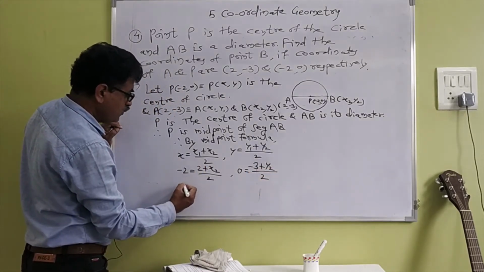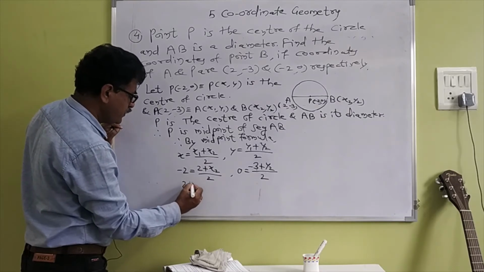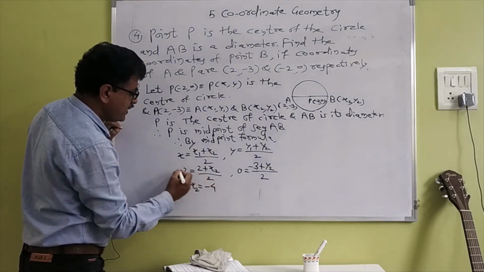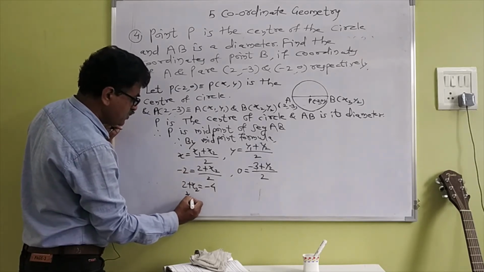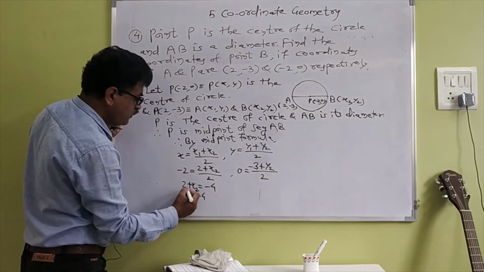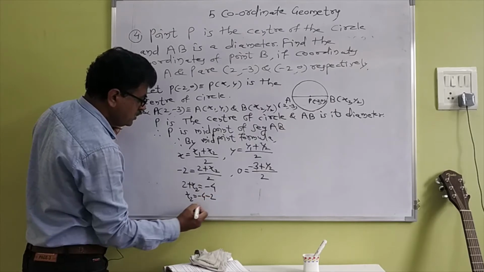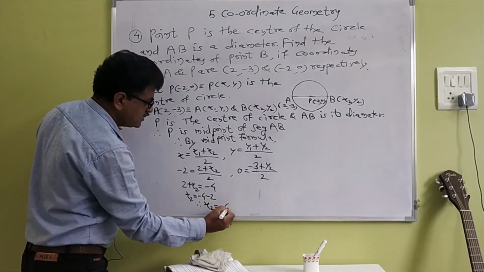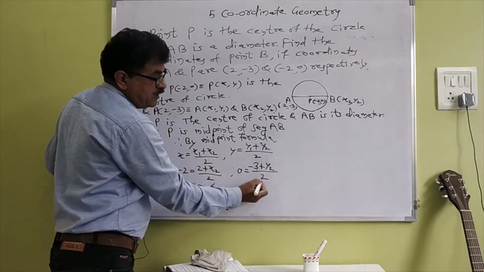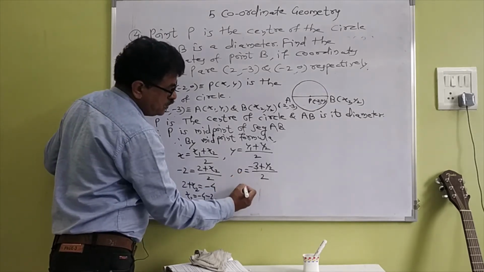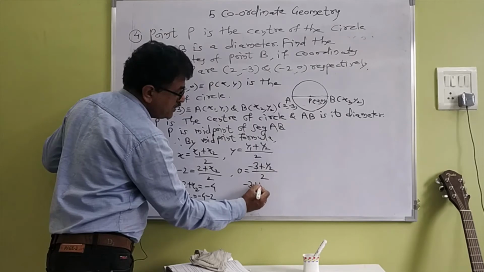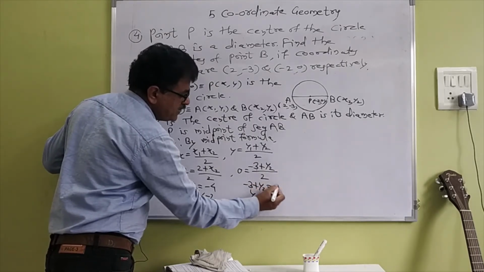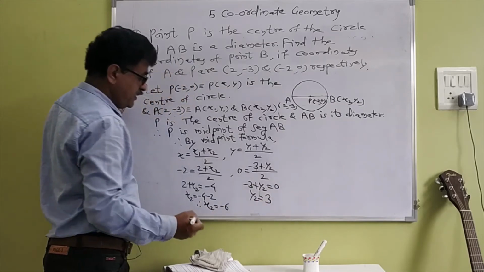Therefore 2 plus x2, taking cross multiplication, is equal to minus 4. x2 is equal to minus 4 minus 2, which becomes minus 6. Therefore x2 is equal to minus 6. Here taking cross multiplication, 0, that is minus 3 plus y2 is equal to 0. Therefore y2 is equal to minus 3 becomes plus 3.